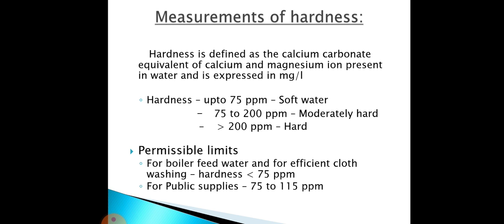And for permissible limits, for boiler feed water and for efficient cloth washing, the hardness should be less than 75 parts per million, that is, it should be soft water. And for public supply, it can be in the range of 75 to 115 parts per million.